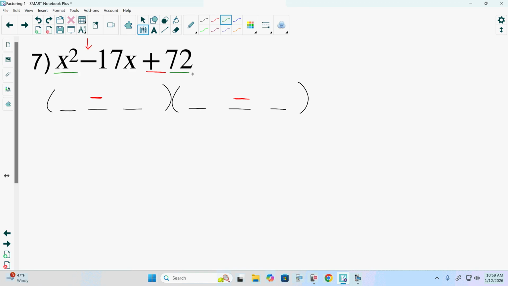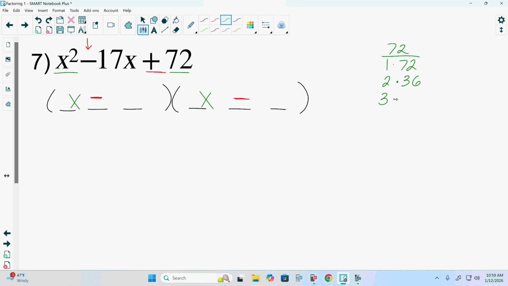Now we're going to find the factors of the first and third terms. Our first term is x squared. Well, the only factors of x squared are x and x, the variable times itself. Now, 72, on the other hand, has a few. Because we do have 1 and 72. Because 72 is even, it is divisible by 2. So 2 and 36, because 72 divided by 2 is 36.